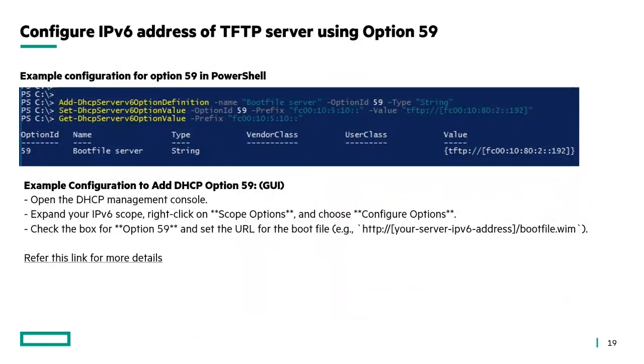The next step is configuring the IPv6 address of the TFTP server using option 59. I have two methods here: either configure them through PowerShell or through the GUI. Through PowerShell, I have used the above commands that you can refer to, and I've also mentioned my TFTP IPv6 address, where I have my config and the image file. You can follow the below steps to do the same on the GUI as well, and kindly refer to this link for more details on configuring it through the GUI.